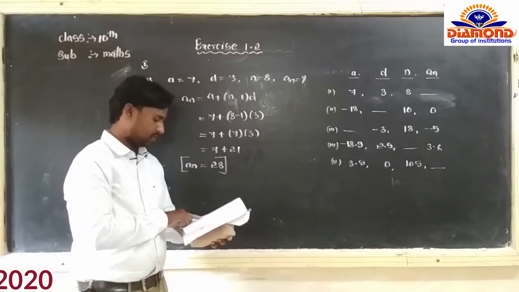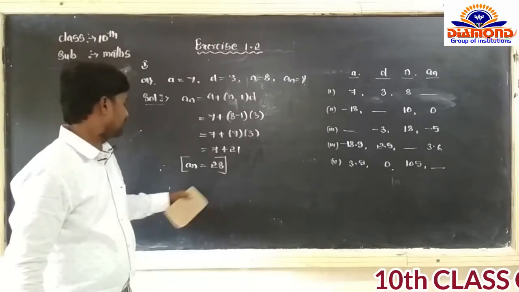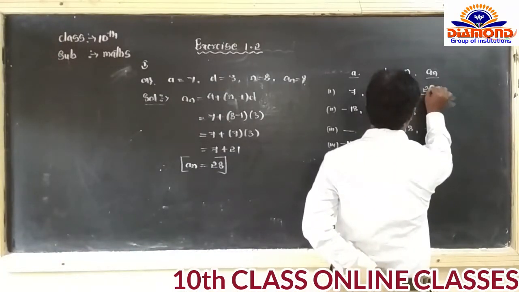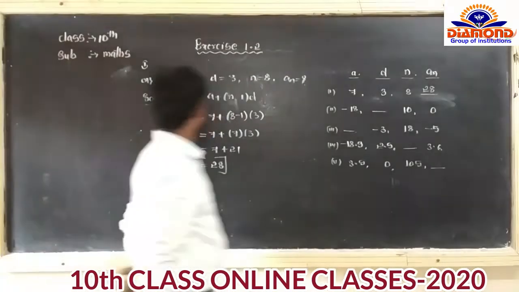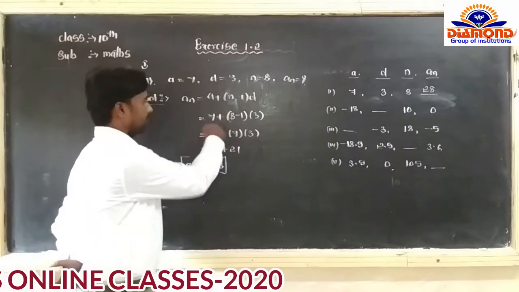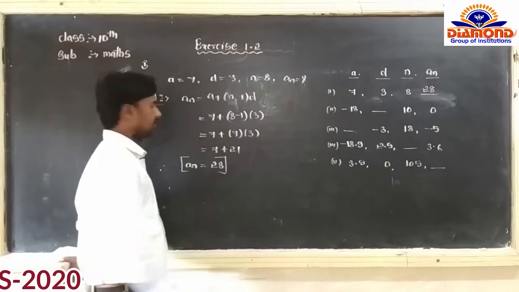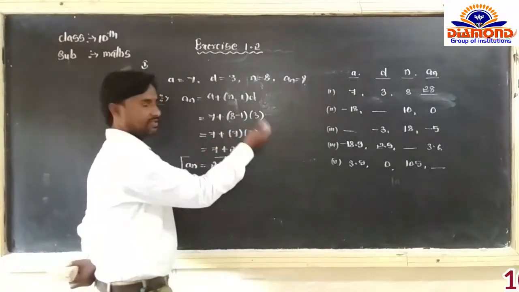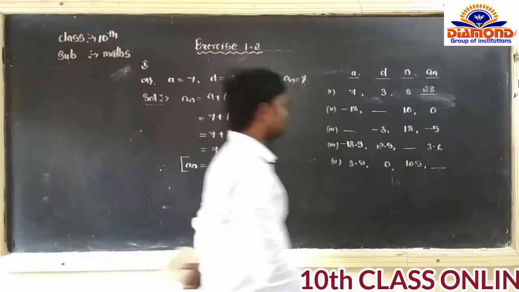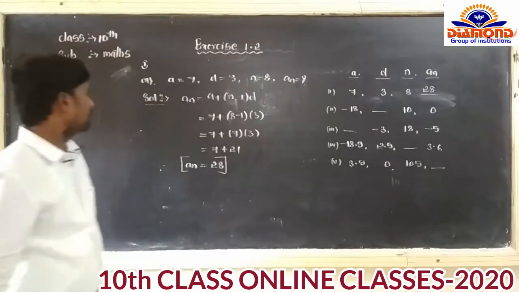Exercise 1.3. n is equal to, we got here 28. I thought you understood, dear students. Once again, an is equal to a plus (n minus 1) d. The a value is 7 plus (8 minus 1) times 3. This 7 as it is, plus 8 minus 1 is equal to 7. 7 threes are 21. So 7 plus 21 is equal to 28, dear students. So that's why an we got 28. I thought you understood the first question.